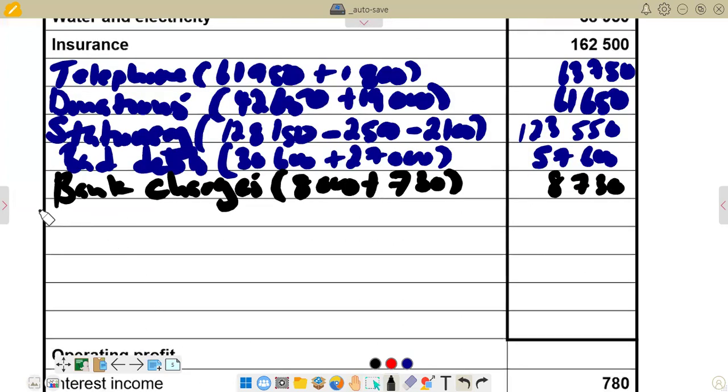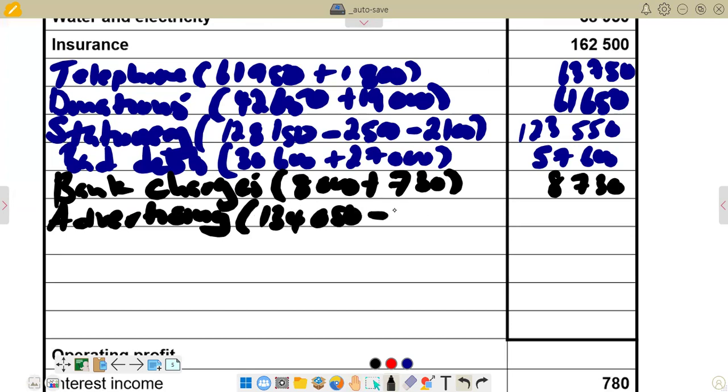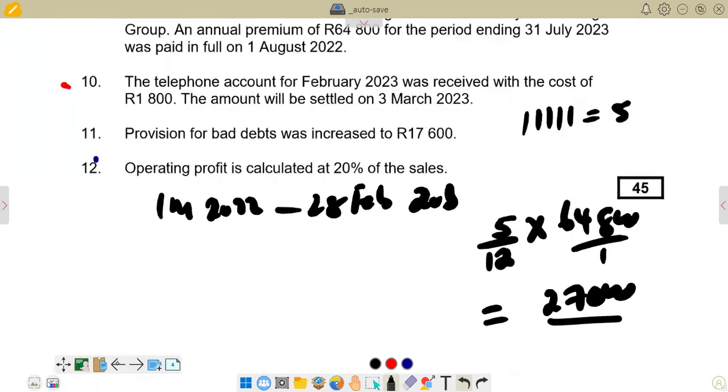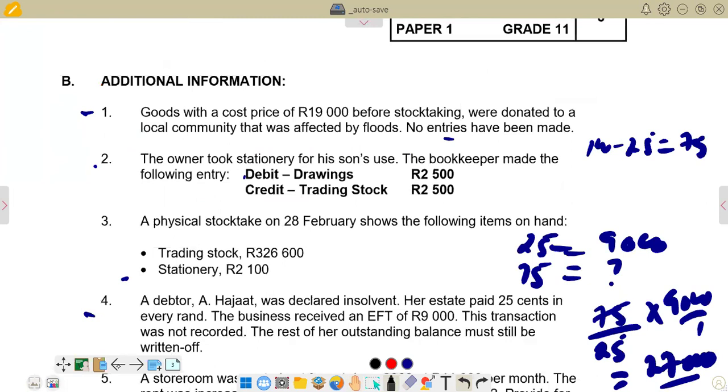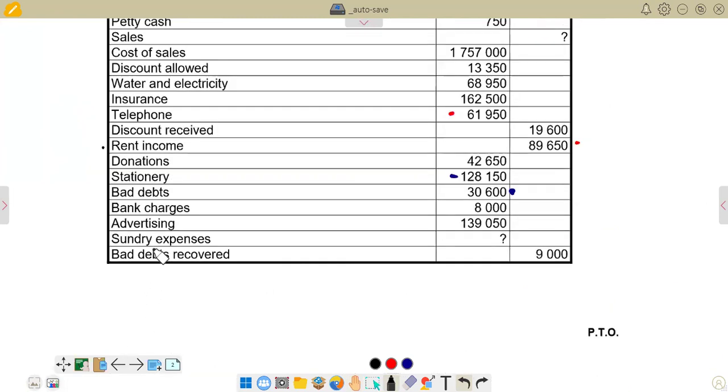Here we are saying advertising. In brackets, the amount that you are given in the list of balances, 134,050. Then we must subtract our 27,000. Then we are supposed to get 112,050. So this is what we have according to advertising. Then we can just go there again. Try to identify any other figure that we have after advertising.